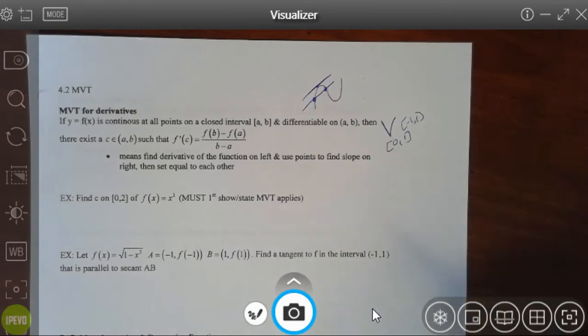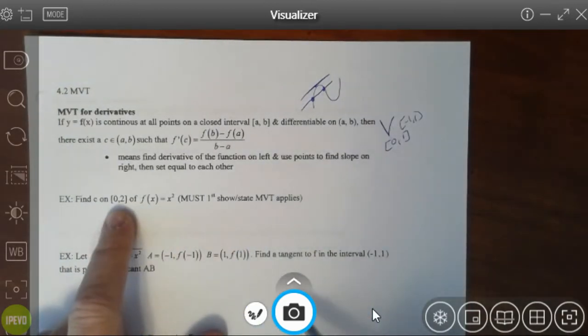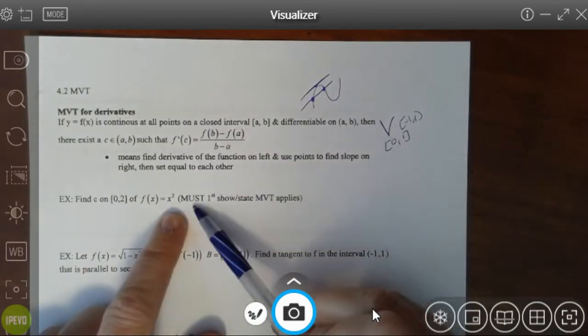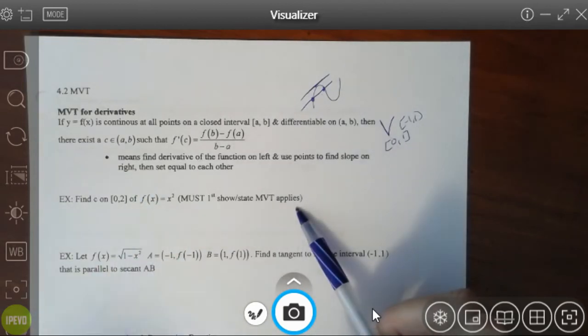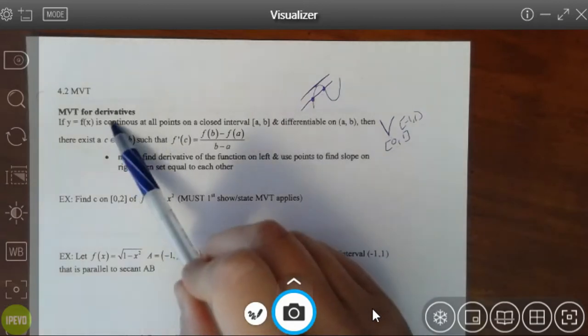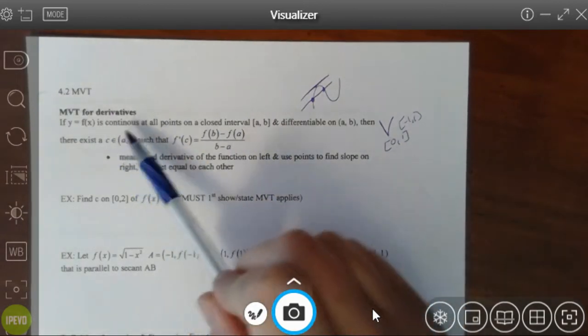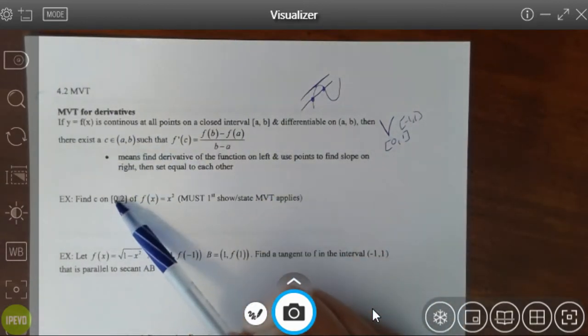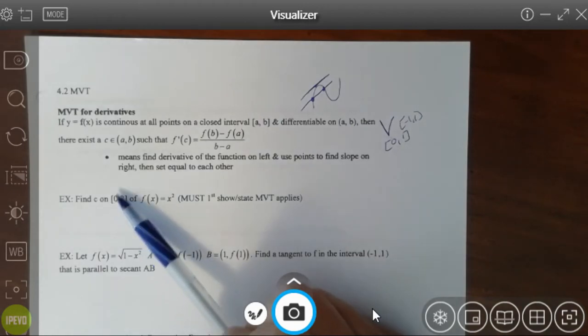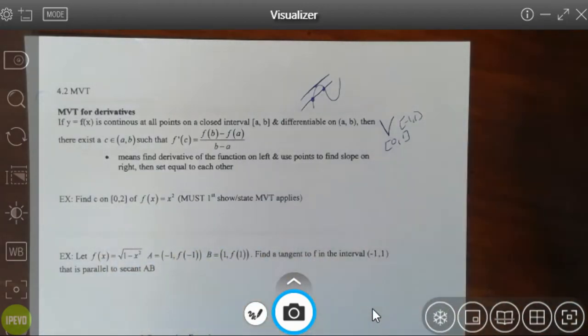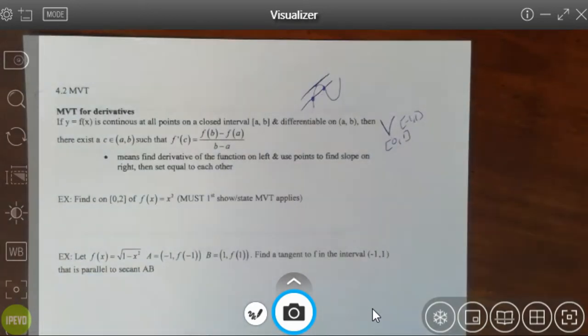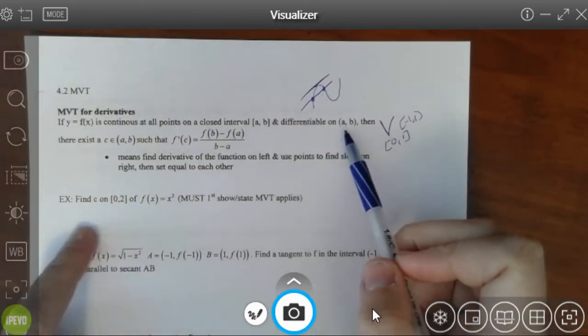So if we're going to use it down here, we're going to go from 0 to 2. We're going to practice a lot before we review for the exam because they want to make sure that you are very good at stating the conditions. You'd have to state that it's continuous on 0 to 2, and then it's differentiable from 0 to 2, not including the endpoints.